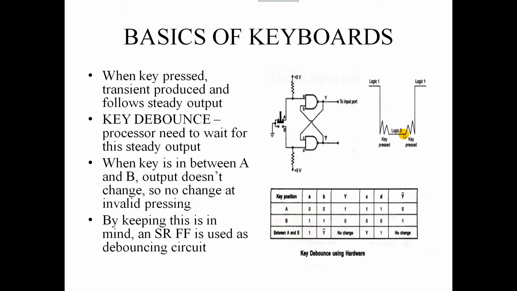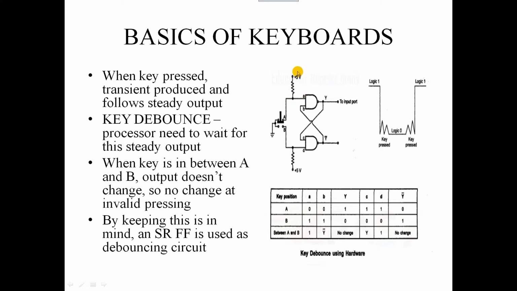The hardware model has been given here. An SR flip-flop is used. If the key is not pressed properly, the key may be in between A and B, so the output doesn't change. This no-change condition is marked as invalid, meaning the output is not going to change. Whenever no input is given the output does not change, and we can model that with an SR flip-flop.